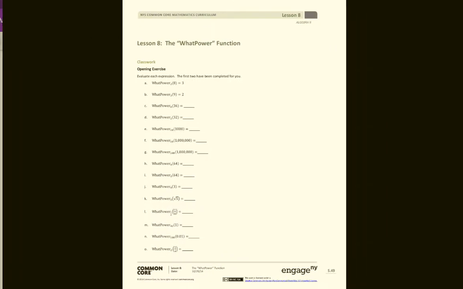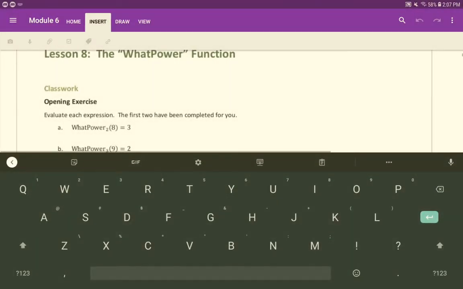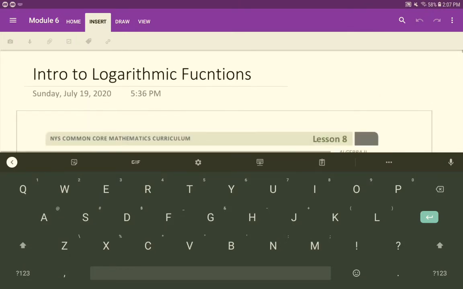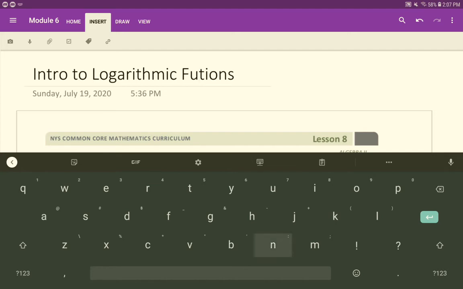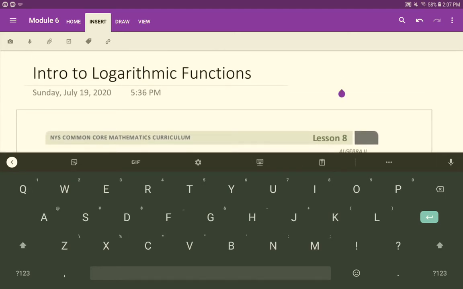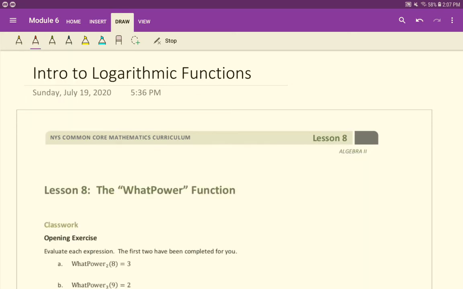Today we are going to start our new module, looking at logarithmic functions. We'll take a look at those with our new lesson here.